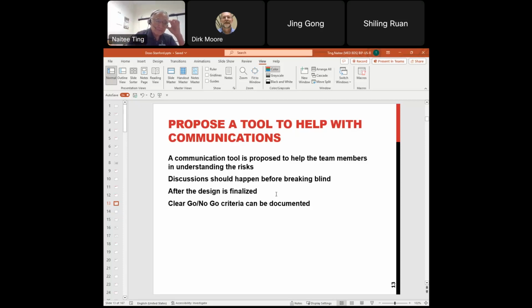Sometimes the upper management told me, "Naitee, we hired you statisticians to help us reduce the risk." I said, wait a minute. I cannot reduce the risk. If you want to reduce risk, increase sample size. Your risk is going to be decreased, right? But you have only limited sample size. I said, I'm here to help you quantify the risk. Given the sample size, what is the probability you're going to make a type 1 error? What is the probability you're going to make a type 2 error?